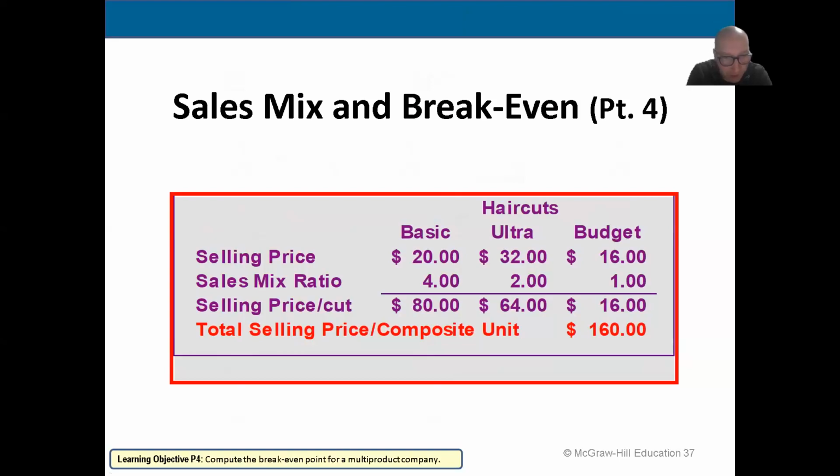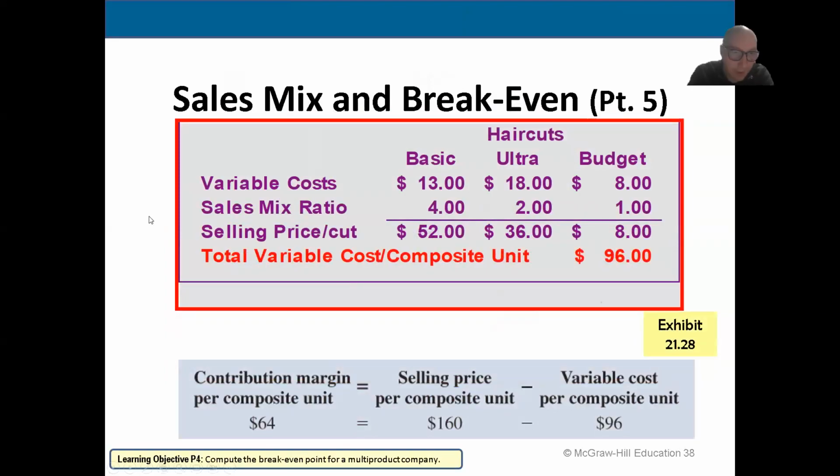So, looking at the sales price and the sales mix ratio, we can also find the sales price per unit and this total selling price per composite unit. The contribution margin per composite unit is $64. How we got that? We took the sales price per composite unit minus the variable cost per composite unit.